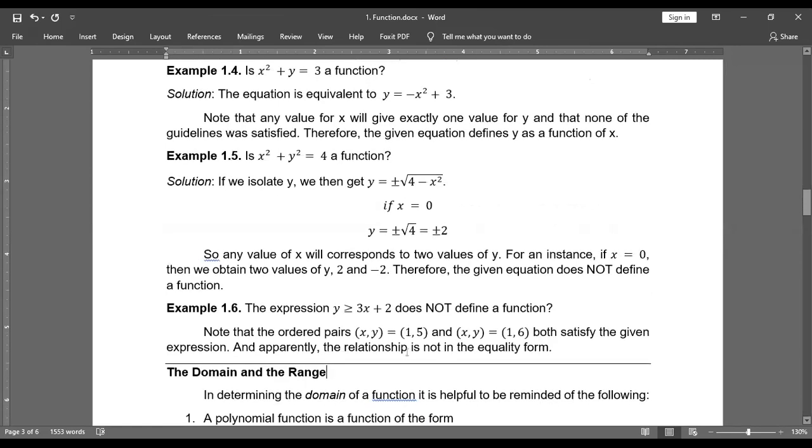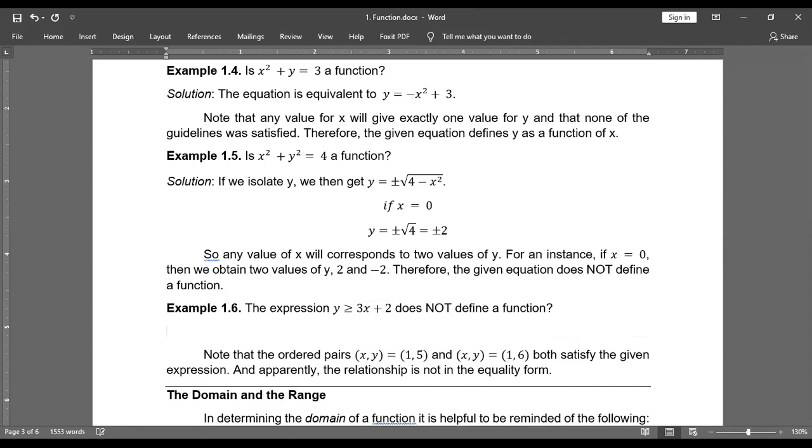And lastly, 1.6, the expression y is greater than or equal to 3x plus 2 does not define a function. So one of the conditions is that the relationship must be in equality form. Equality. Okay. Whereas, although may equal tayo dito, we can also observe the inequality in greater than. Okay, let me show you bakit siya hindi naging function.